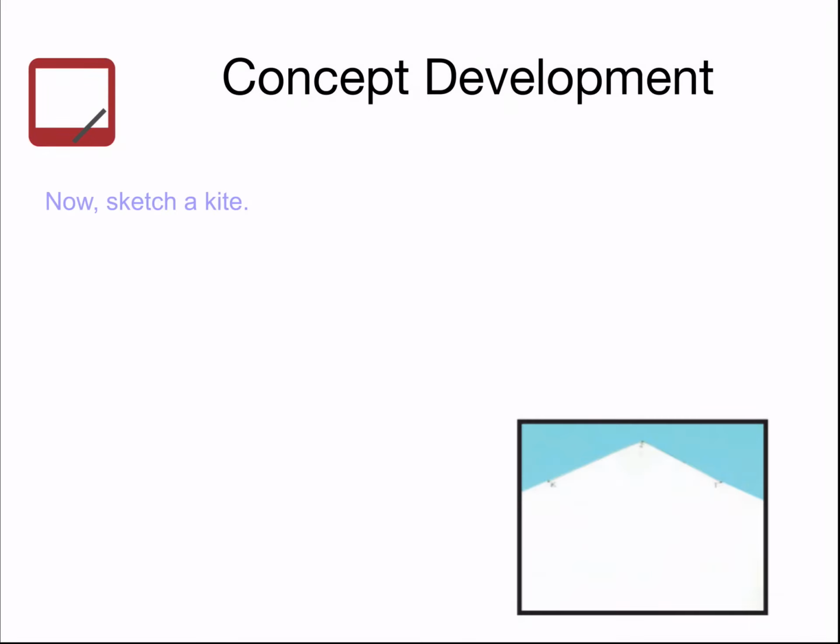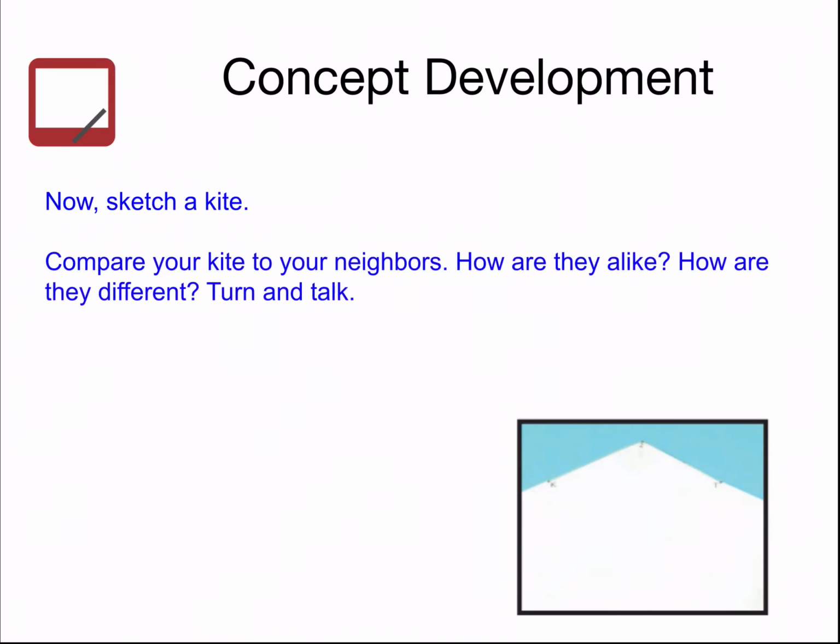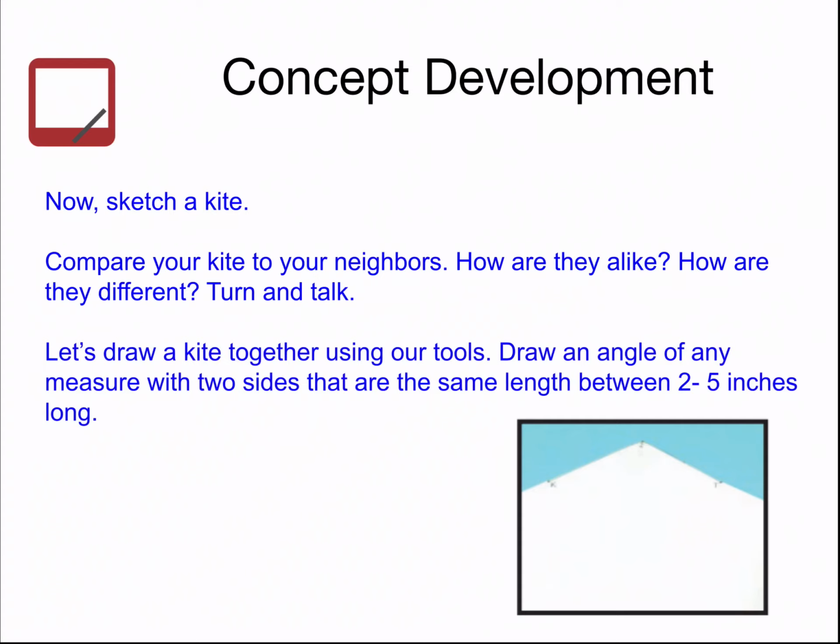All right. Go ahead and draw your own kite. If you have somebody at your house with you, compare your kite to their kite. Are they the same? Are they different? What do you notice? Now we're going to draw a kite together using our tools. Draw an angle of any measure with 2 sides that are the same length between 2 and 5 inches.